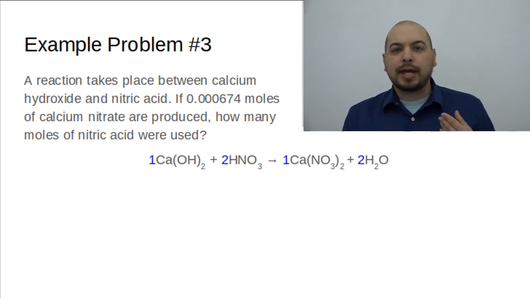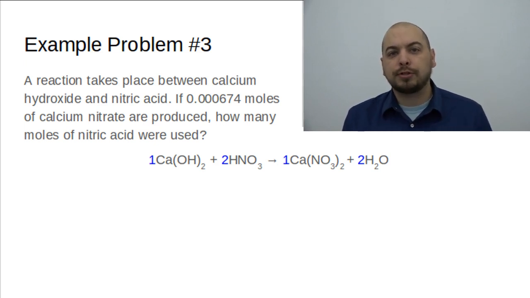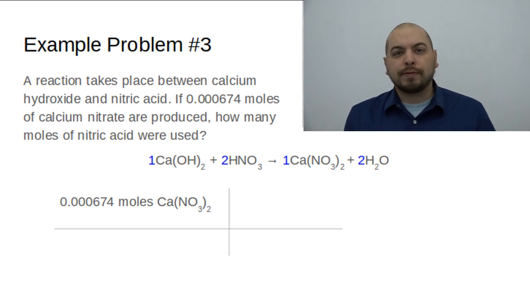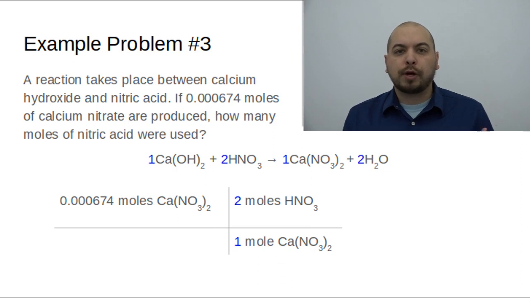The question states that we have produced 0.000674 moles of calcium nitrate, and we need to figure out how many moles of nitric acid were necessary to produce that. In order to do this, we start by writing out the value that we're given, 0.000674 moles of calcium nitrate. Don't forget the units. We're then going to use our mole ratio between calcium nitrate and nitric acid to solve this problem. Now, the ratio here between our balanced chemical equation's coefficients is going to be 2 moles of nitric acid to every 1 mole of calcium nitrate.